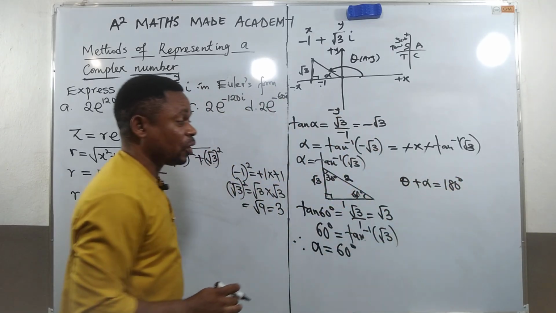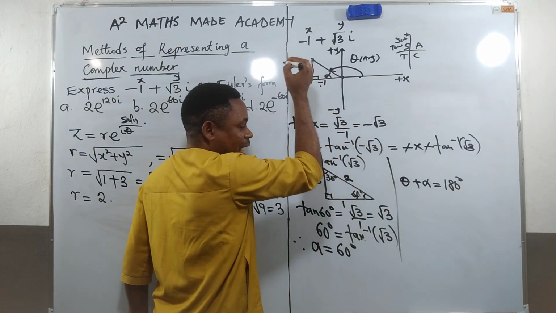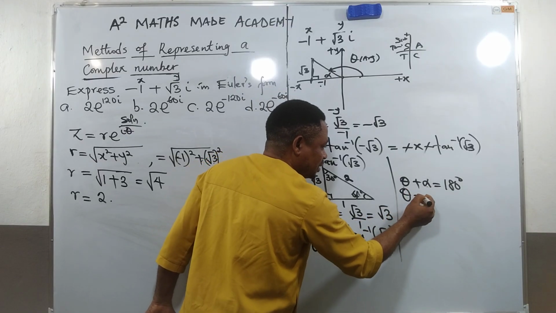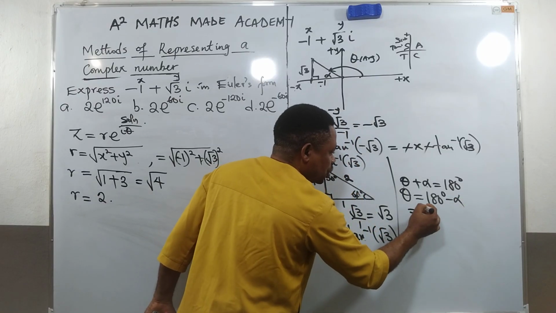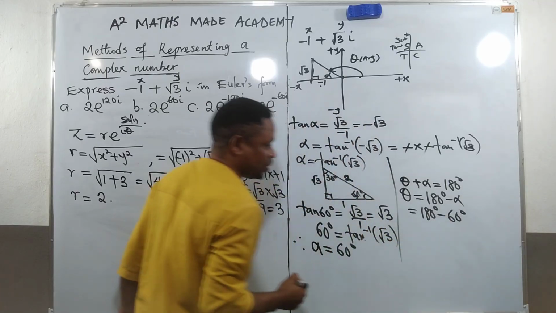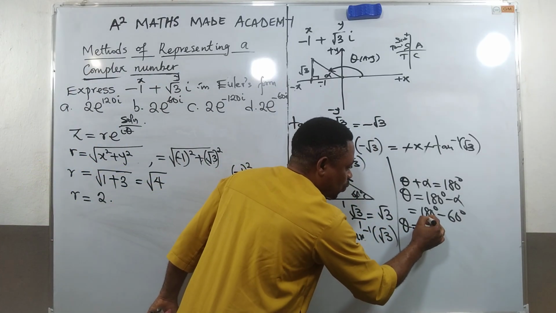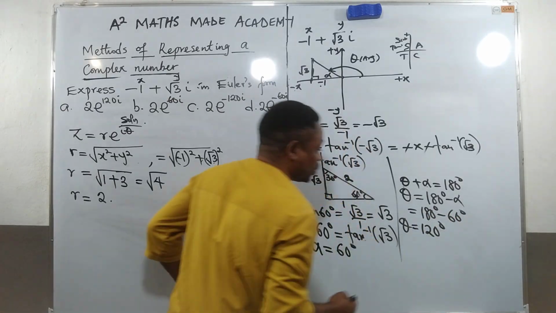This is for the second quadrant. Do you know why? This is angle on a straight line. Since we have known alpha, we are looking for the argument now, which is theta. Theta will now become 180 degrees minus alpha, which is 180 degrees minus 60 degrees. Are you with me now? So finally, our argument is now equal to 180 minus 60 degrees, which gives us 120 degrees.